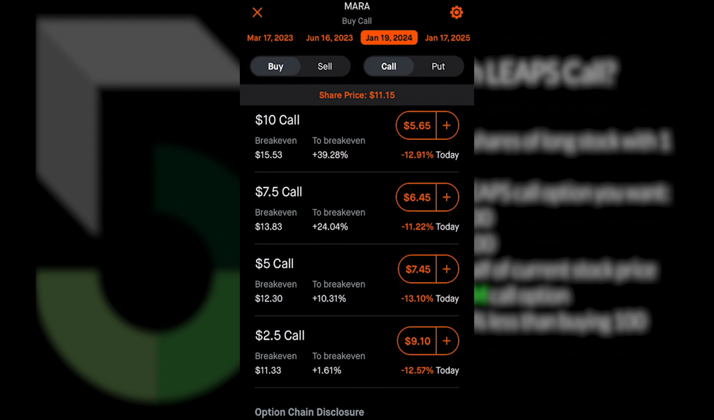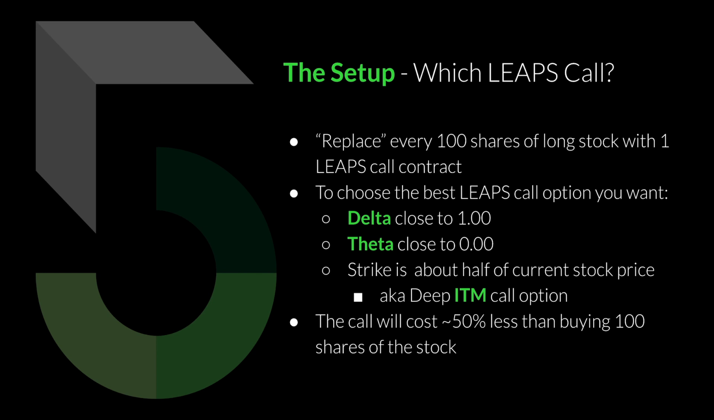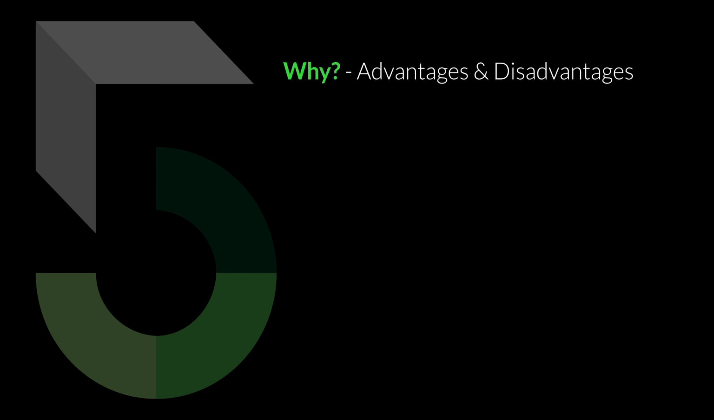So let's go back and let's talk about why we would even want to do this stock replacement strategy. What are the advantages and disadvantages of replacing your long stock position with a long leaps call option contract? Well, the first advantage is that it's going to free up capital for other trades that you could make. In my case, since I'm bag holding this particular stock, all that money, all that value is just sitting right there. So if I can replace my stock, get some capital back, then I can go and make other trades and still have the same potential profit exposure by holding this leaps contract.